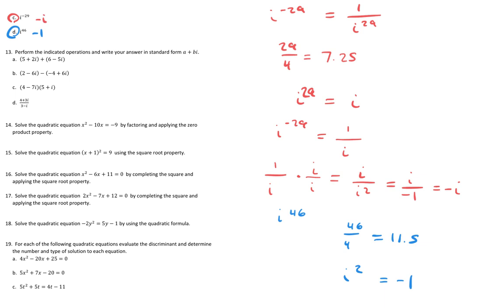And again, earlier I explained it's just a repeating cycle: i to the first is just i, i to the second is negative 1, i to the third is negative i, i to the fourth is just positive 1, and then i to the fifth loops back to i. And you just keep going around. So if you're able to divide out an i to the fourth, or factor it out, then you can reduce this way down to something simpler, and then go from there.